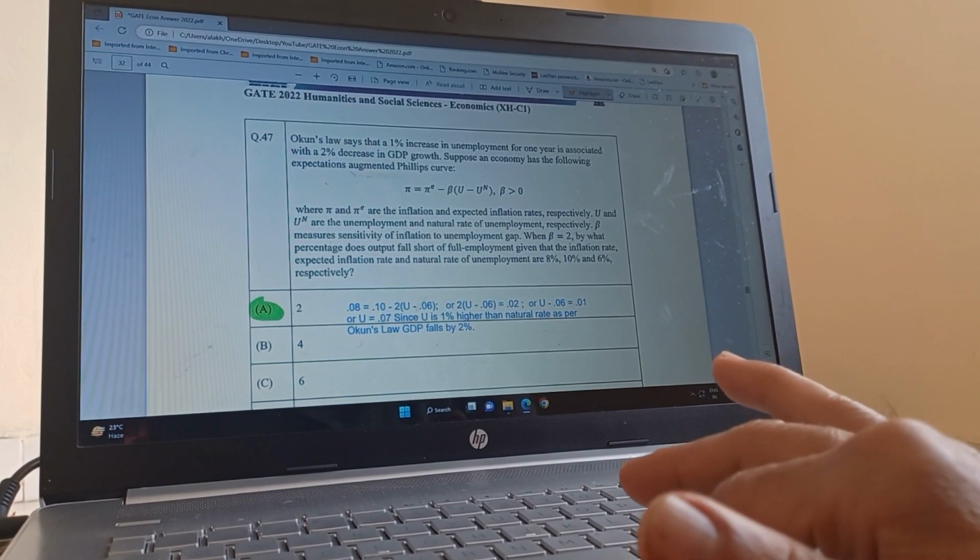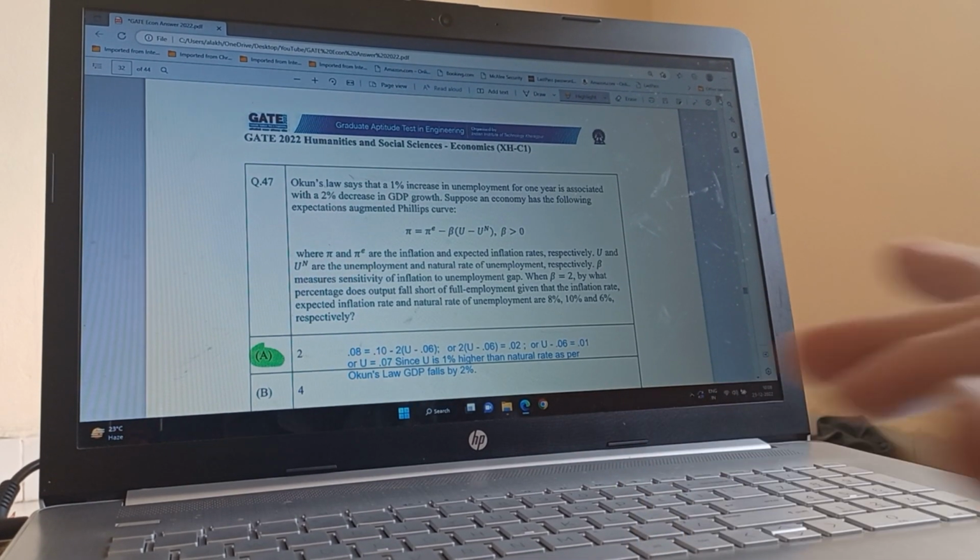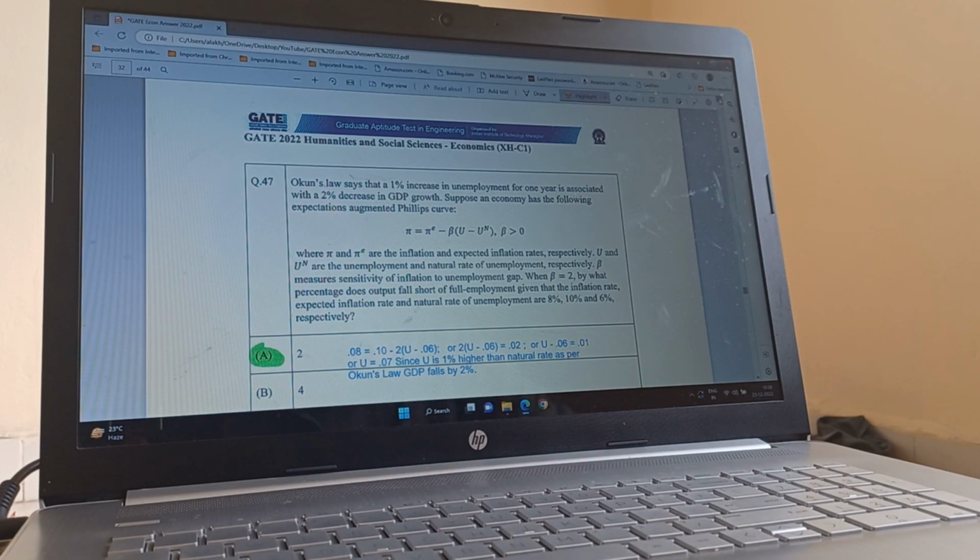So now I go to the next question, which reads Okun's law. Okun was an American economist, and Okun's law says that a 1% increase in unemployment for 1 year is associated with a 2% decrease in GDP growth. Suppose an economy has the following expectations augmented Phillips curve: pi equals pi e minus beta times (u minus un), where beta is greater than 0.